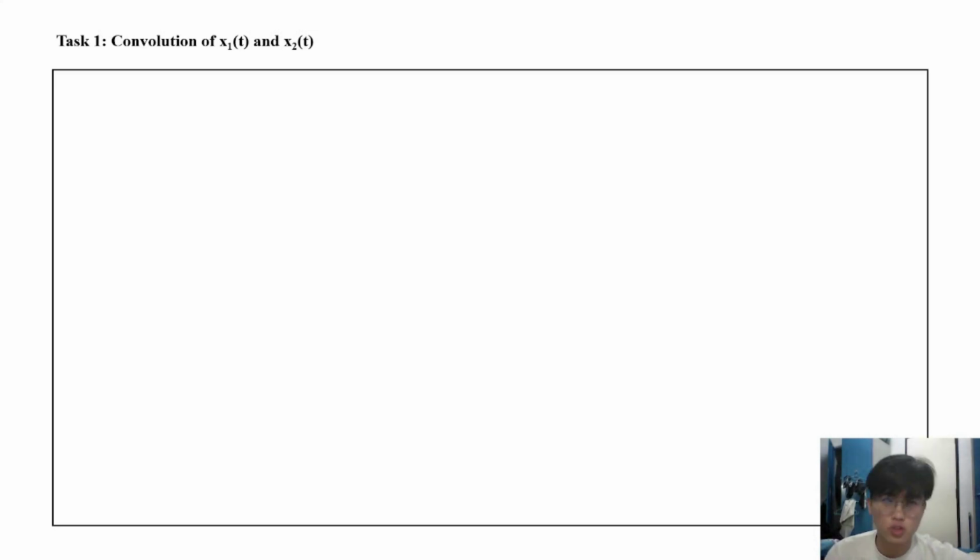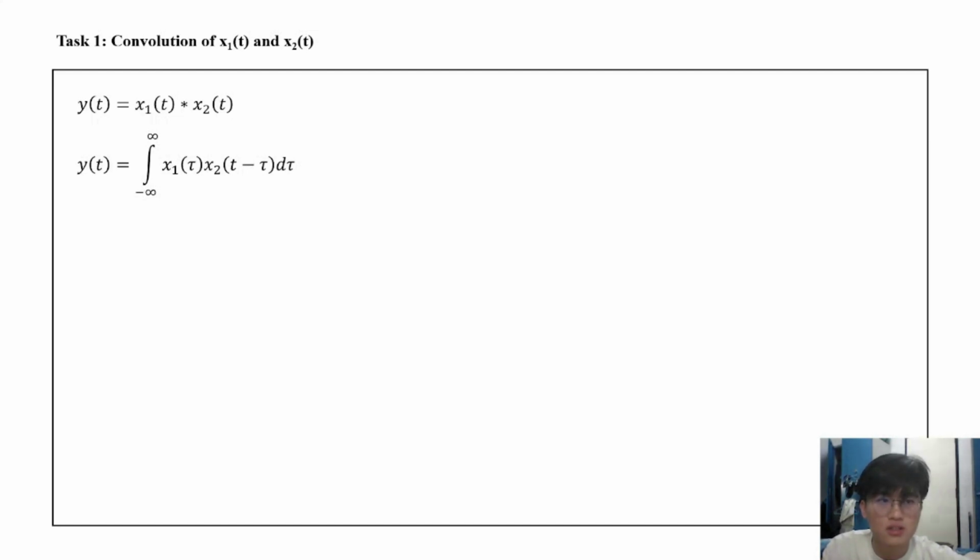Hi, I'm Chichong from Group 2. In this video, I'm going to explain the convolution part of task 1. In this task, we are asked to find y(t), where y(t) equals the convolution of x1(t) and x2(t). And here's the formula for the convolution.